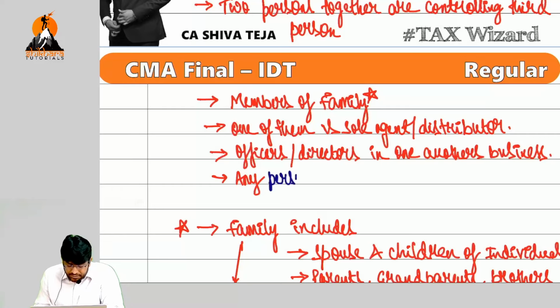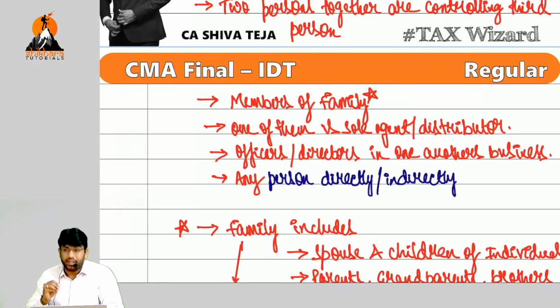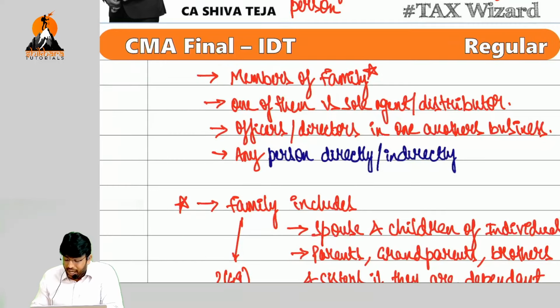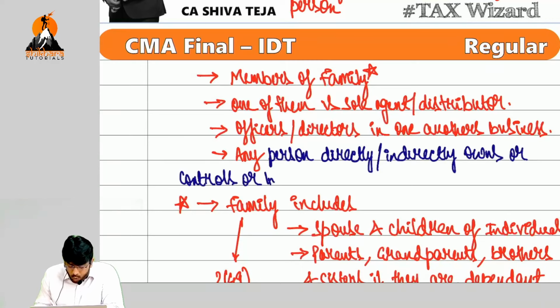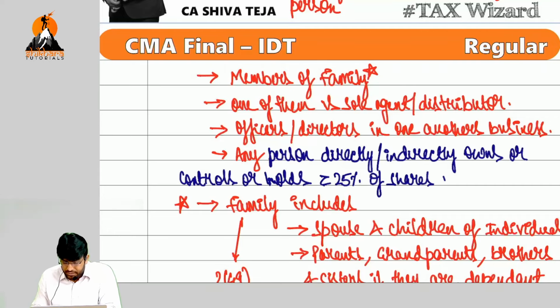Any person directly or indirectly owns or controls or holds 25% or more. Come on, how much percent, my dear friends? Greater than or equal to 25% of shares of both of them.